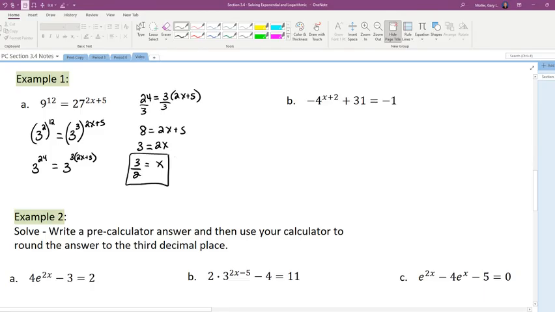I'm going to check this answer, make sure it makes sense. I plug in 3/2 for x. The 2's cancel, and I get 27 to the 6th plus 5. Nope, 3 plus 5, the 8th power. So I get 9 to the 12th equals 27. Let's do that again. The 2's cancel, and I'm left with 3 plus 5, so to the 8th power.